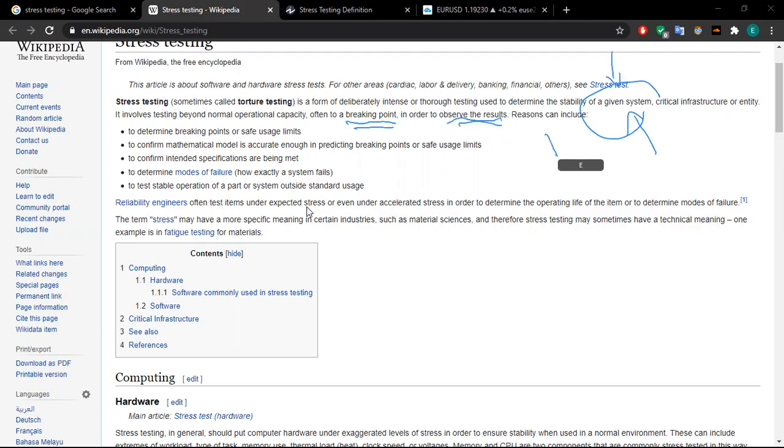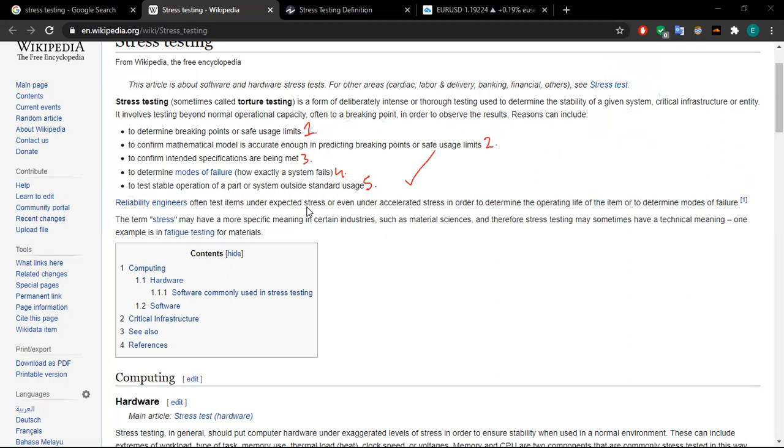So why do we do this? To determine breaking points or safe usage limits. This is an interesting thing in how it can relate to your risk management side. And then to confirm a mathematical model is accurate enough in predicting breaking points or safe usage limits. Similarly in relation to risk management and the actual logic itself too, and then to confirm intended specs are being met, to determine modes of failure, to test stable operation of a part or system outside standard usage. So this is in relation to stress testing itself in general anyways.